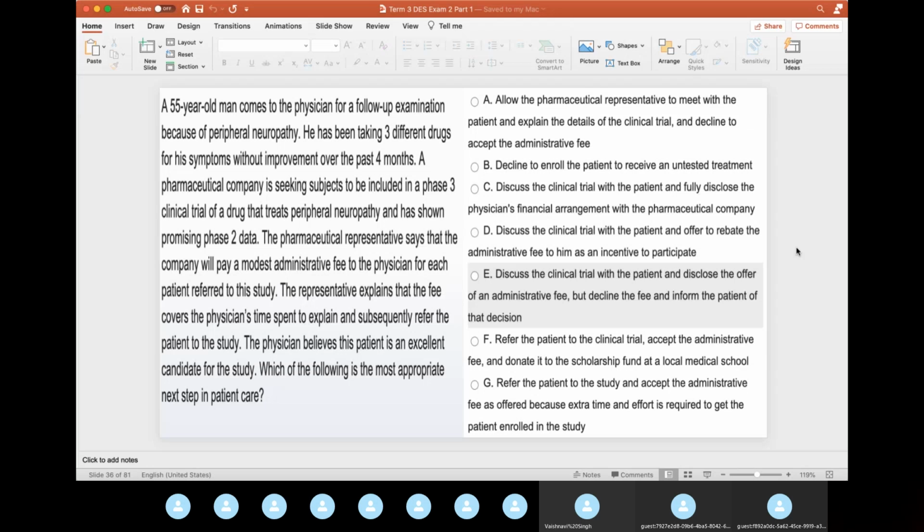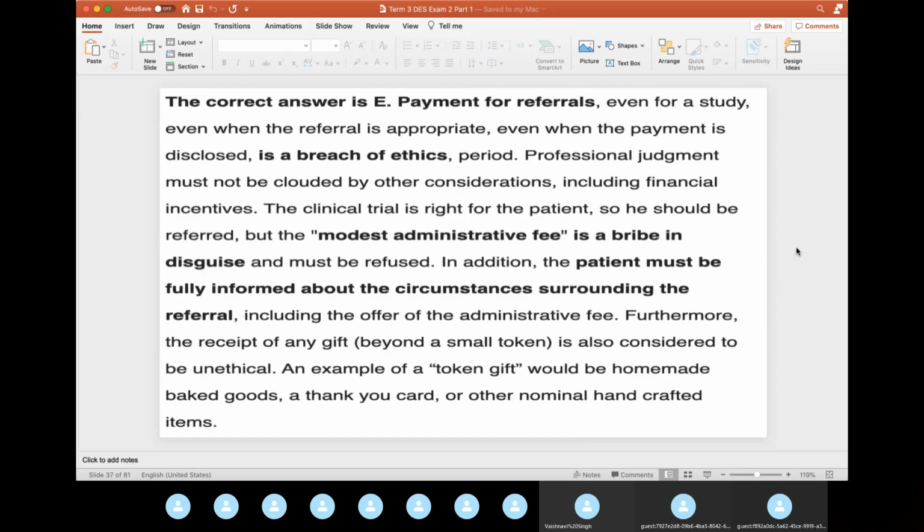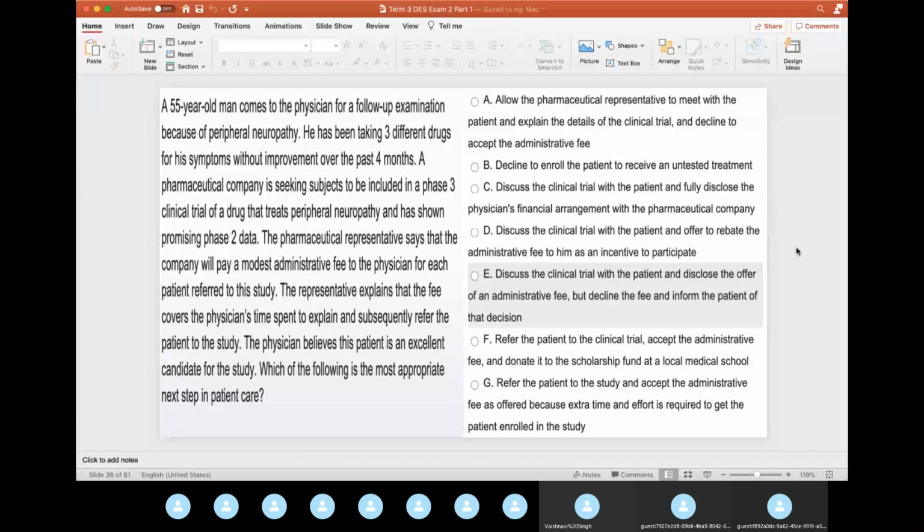3, 2, 1. No, the correct answer is E. So what is E? Let's look at E.